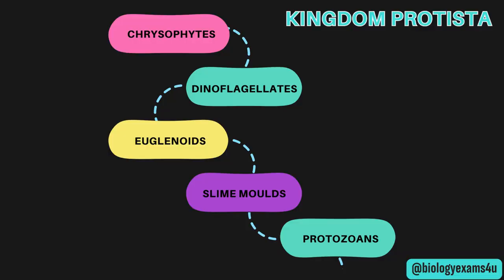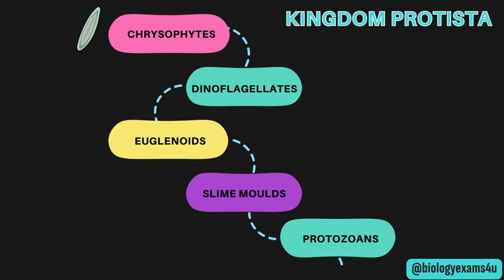Now the second kingdom. The second kingdom, Protista, contains unicellular eukaryotic organisms. It consists of chrysophytes, dinoflagellates, euglenoids, slime molds, and protozoans. Chrysophytes include diatoms and golden algae or desmids. They are a group of unicellular or colonial microscopic planktons found in both freshwater and marine environments. They are the primary producers in the ocean.